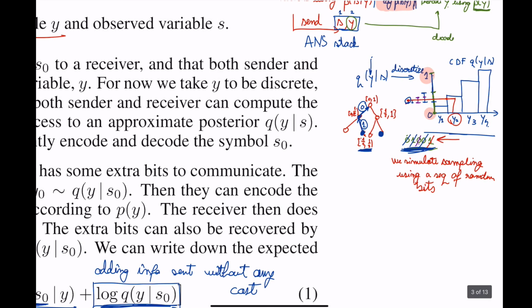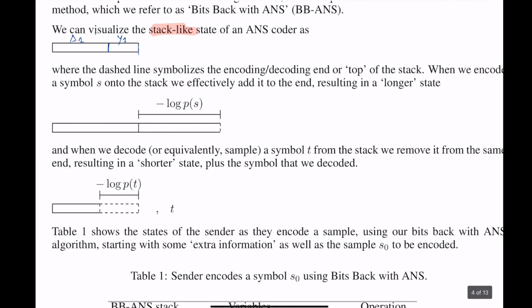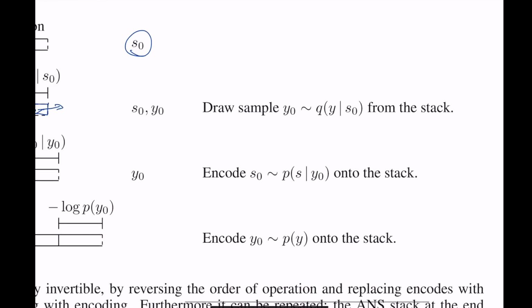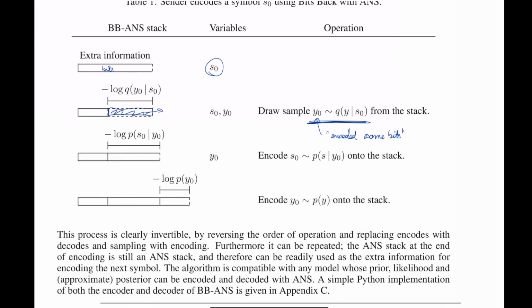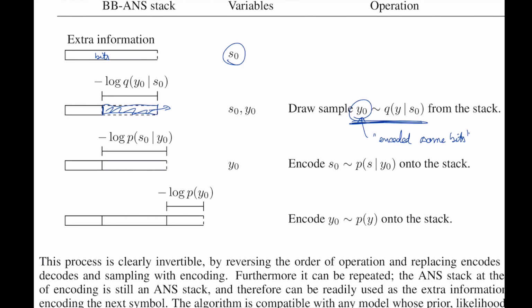with picking a sequence of bits using the CDF in order to sample from the posterior. So we use this sequence of bits in order to sample. So now in this one, we technically encoded some bits, those that we used for sampling. So now if we send this thing, we will be able to get back those bits.